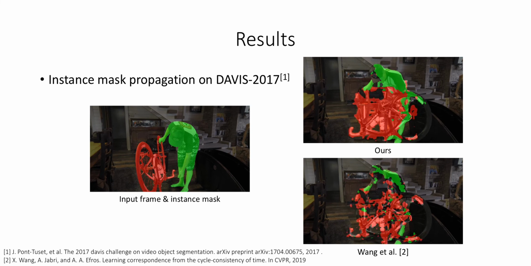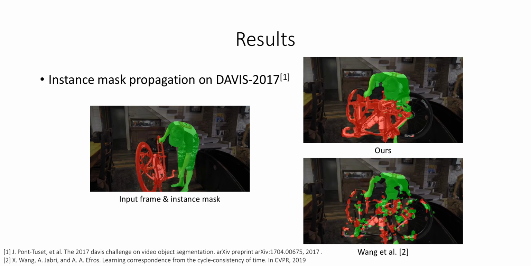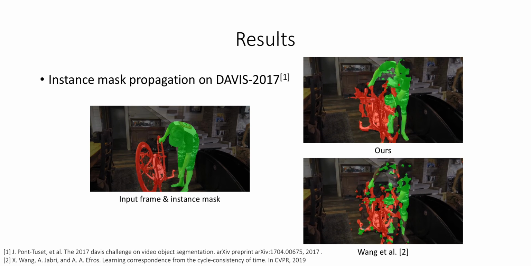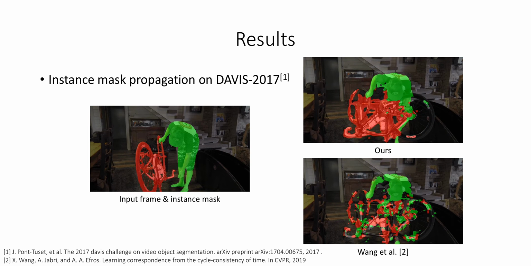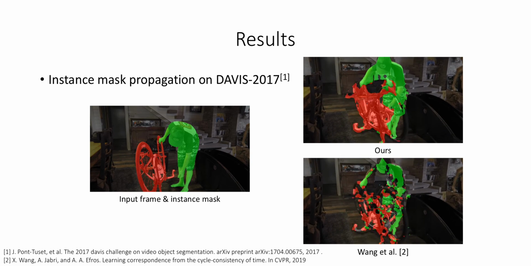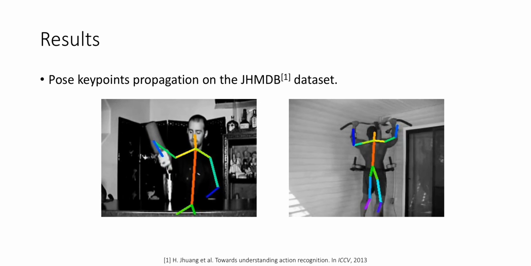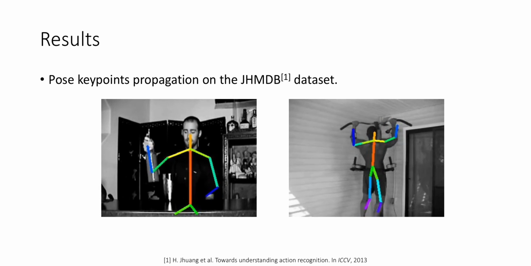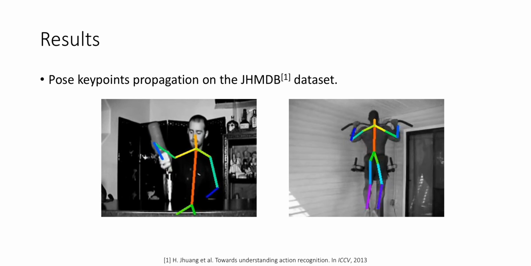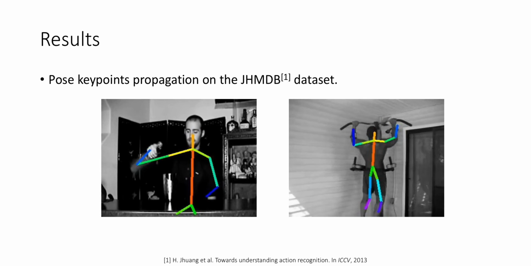Here we can show some propagation of instance segmentation on DAVIS 2017, and we can show that our method can generate quite coherent and complete results. We also found that the learned affinity can also handle pixel-level tracking across frames. The tracked pose can faithfully describe the pose changes over time.